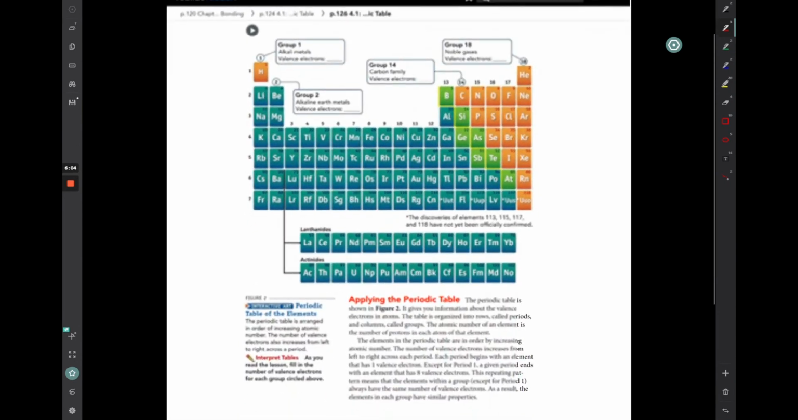So we can apply this information then to the periodic table. We know from what we've talked about already that the atomic number increases as you go from left to right. That means the number of protons increases, which also means the number of electrons increases as you go from left to right. So therefore, following that, the number of valence electrons will also increase from left to right across each of the periods as you go across the periodic table.